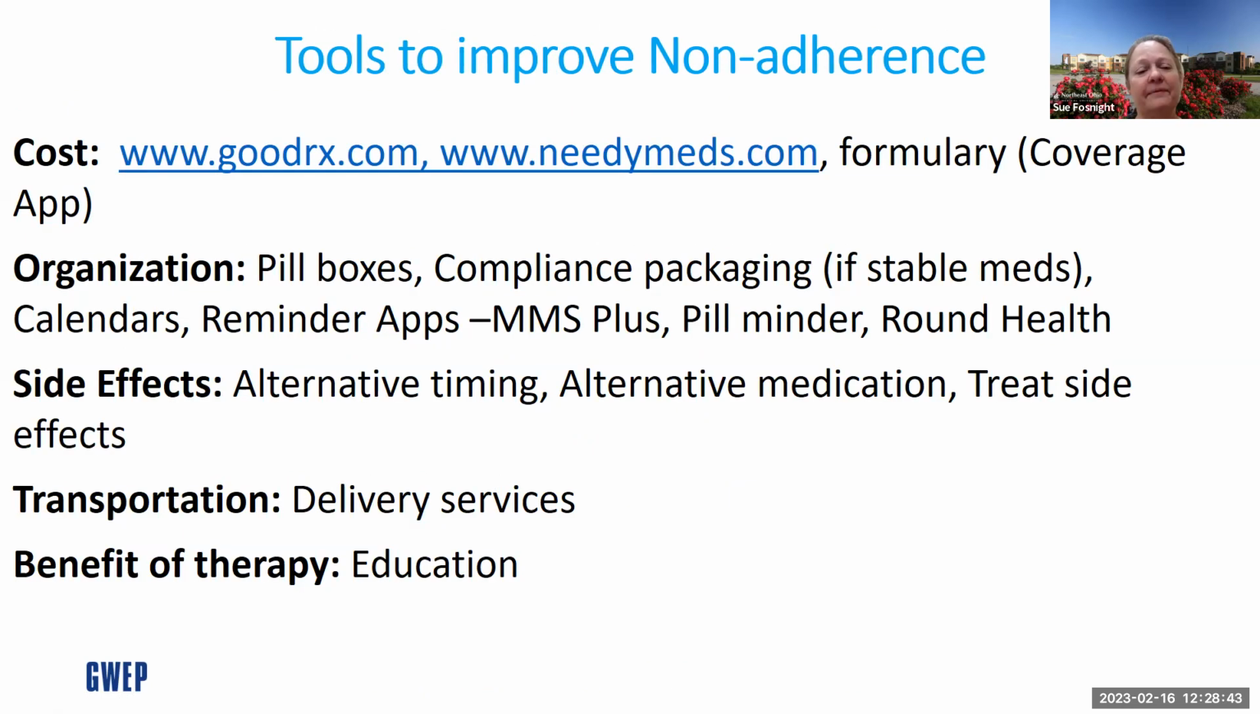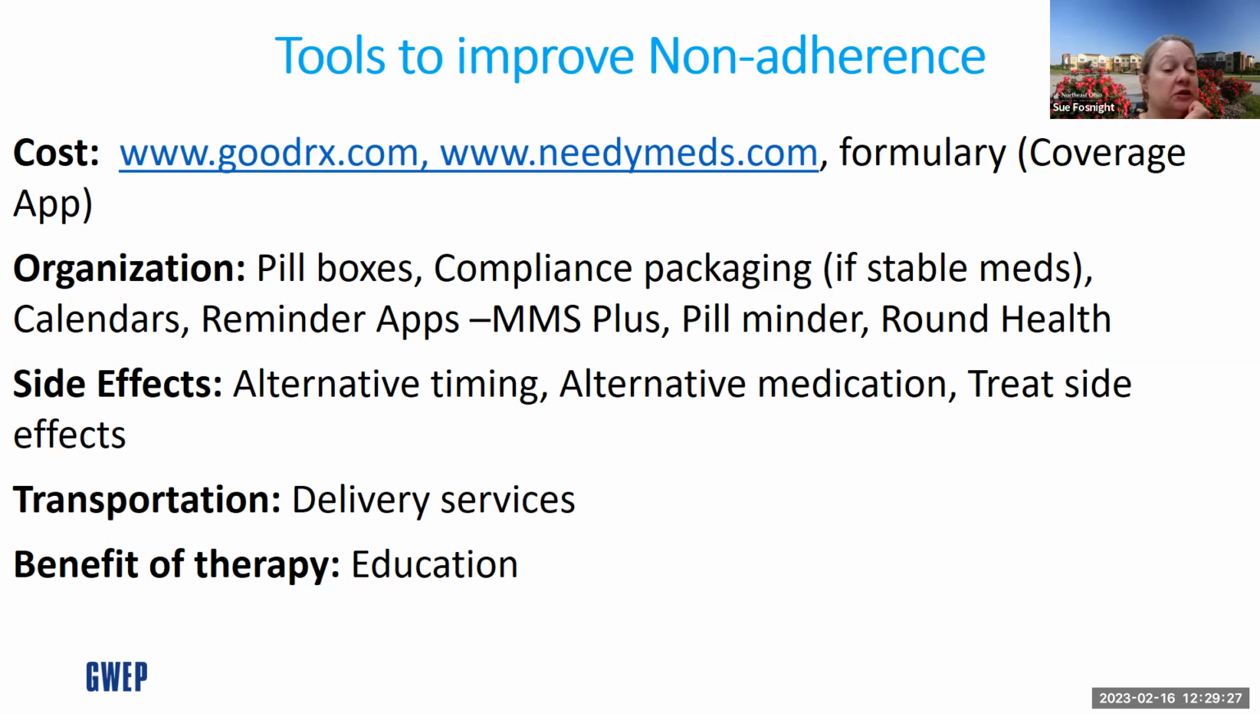All right, so some of the tools that are out there to improve adherence, if you're working with patients, you may already be aware of some of these, but if not, perhaps they'll be helpful for you. So we do have goodrx.com, which I think most people know about, which is just a place for you to find what the cost of the medications are at the various different pharmacies. We also have a formulary app called Coverage, and it can help to find if the patient's insurance covers the medication that was prescribed.